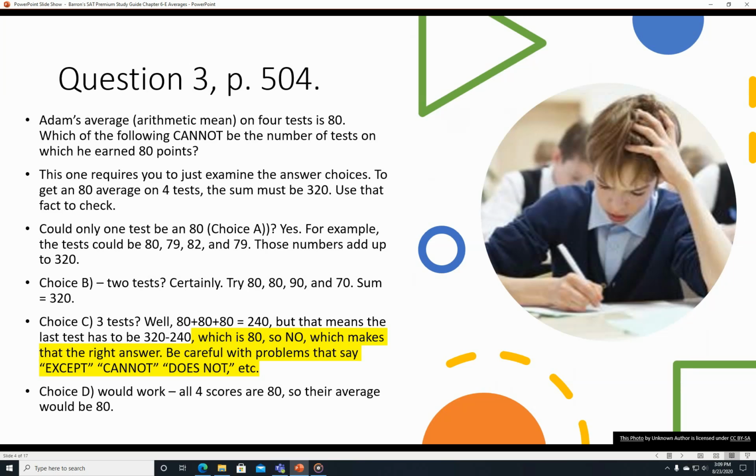Choice C, 3 tests? Well, 80 plus 80 plus 80 is 240, but that means the last test has to be 320 minus 240, which is 80. So no, that can't be the right answer. You want to be careful with problems that say except, cannot, does not, because you don't want to accidentally pick an answer choice that actually works out, say, oh, that works, so it must be a right answer, without noticing there are 2 other answers that also work. Choice D would work if all 4 scores are 80, their average is 80. Makes sense. What else would it be if all the scores are 80?